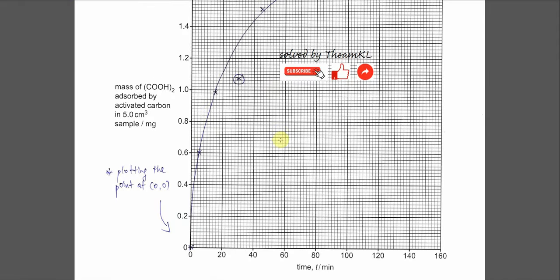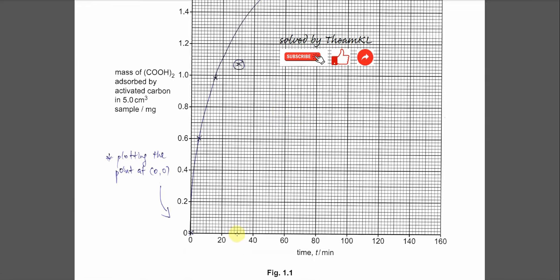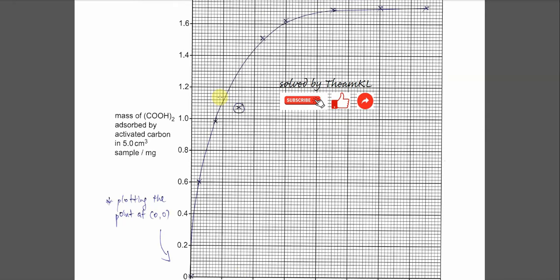Okay, this anomalous point is quite easy to explain. Because now at the time equal to 30 minutes here, this is the anomalous point. It's supposed to be somewhere here. It means the mass of the acid that absorbed should be here, which means it's more.